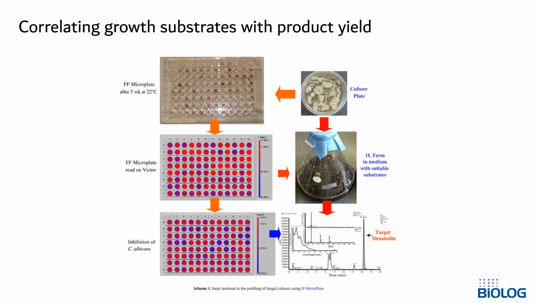So what he did was take his strain of interest, inoculate the FF microplate, and incubate it. Then he read it on a standard plate reader to see which carbon sources in that plate supported growth of his organism. For those substrates that supported growth, he then scaled up into 1 liter shake flasks and measured the target metabolite. He also took the supernatants from the FF microplate and then used those to test against a lawn of Candida albicans to see if there was antimicrobial activity in the supernatant.